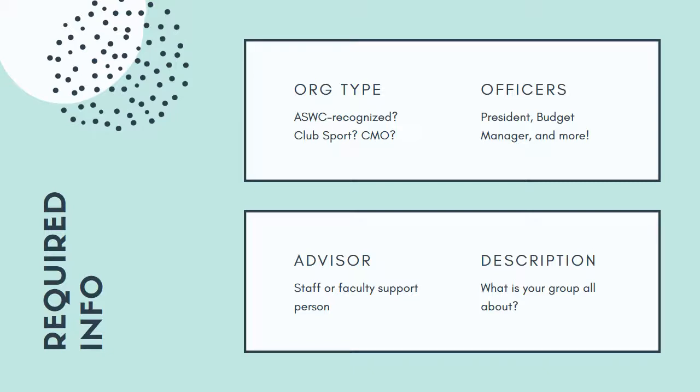Depending on your organization type, you will then be asked for some or all of the following information: president name and email address, budget manager name and email address, staff or faculty advisor name and email address, and a description of your organization for the club directory. Any of these items can be updated as they change during the year by resubmitting the registration form with your most recent information.